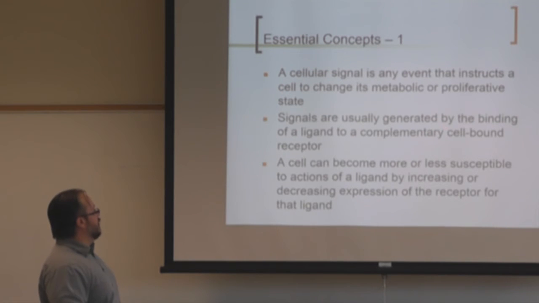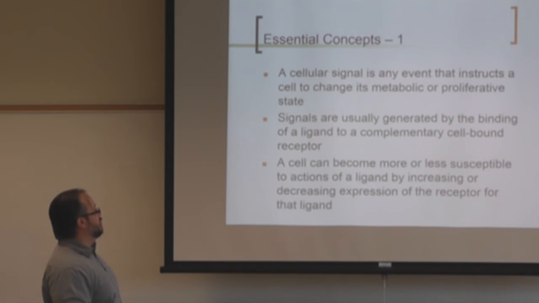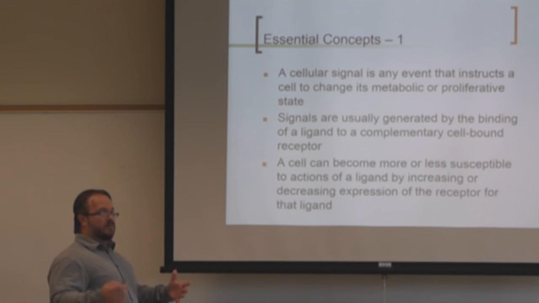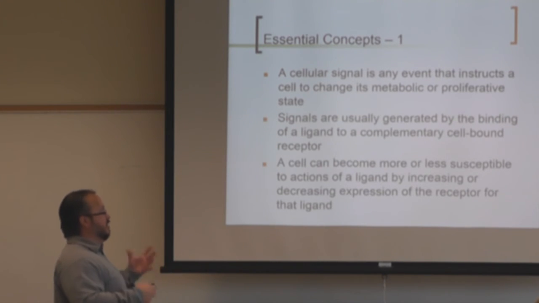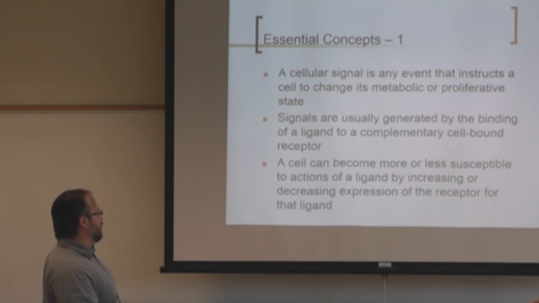Signals are usually generated by binding of a ligand or antigen to a complementary cell-bound receptor. That ligand can be an antigen being presented via MHC class 2 to a T cell receptor, or MHC class 1 to a T cell receptor. It could be a big chunk of protein that binds to an antibody. It can be a cytokine that binds to a cytokine receptor, for example on a B cell that is receiving cytokines from the T cell, telling it that not only are you activated, but this T cell is activated too. So that's how they communicate.